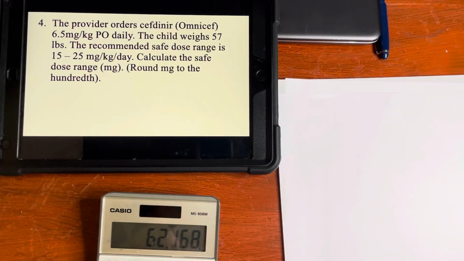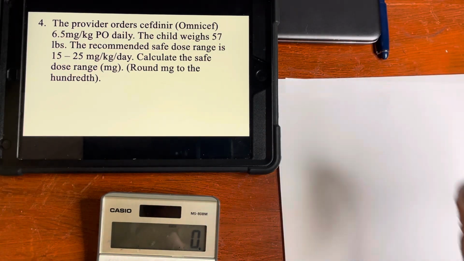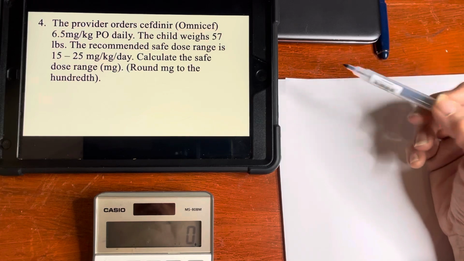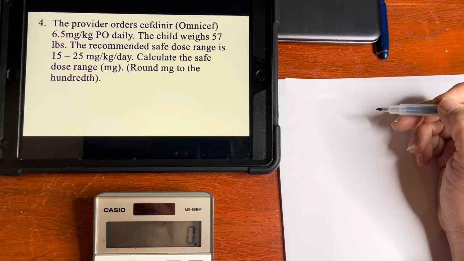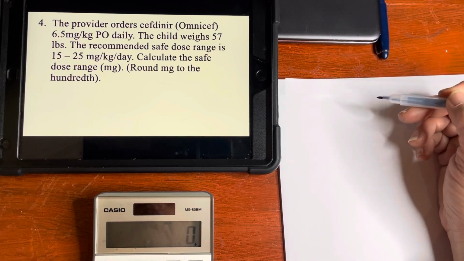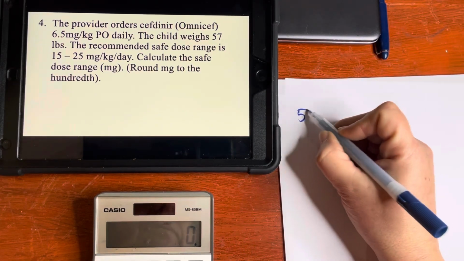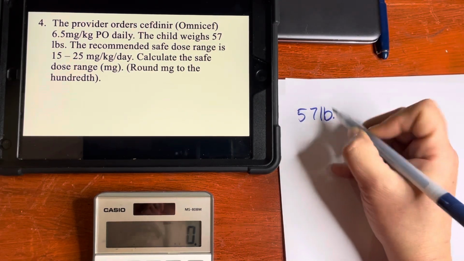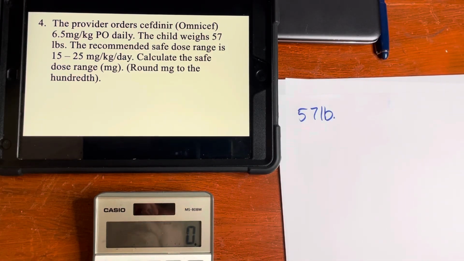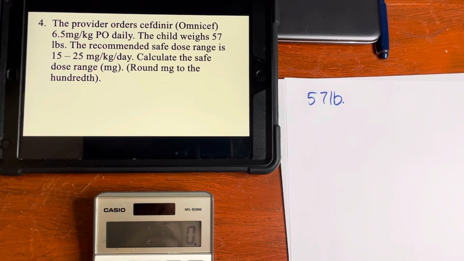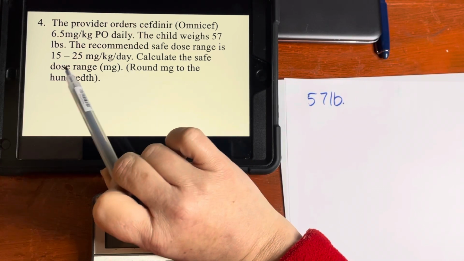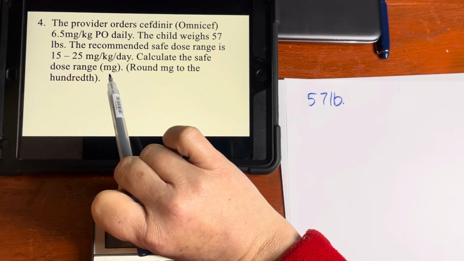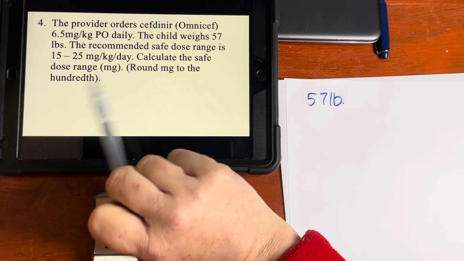Okay, let's do another one. We got 5 of them. We're almost there. The provider orders Omnicef 6.5 milligrams per kilogram daily. The child weighs 57 pounds. The recommended safe dose range is 15 to 25 milligrams per kilogram per day. Calculate the safe dose range in milligrams. Round your milligrams to the hundredths.